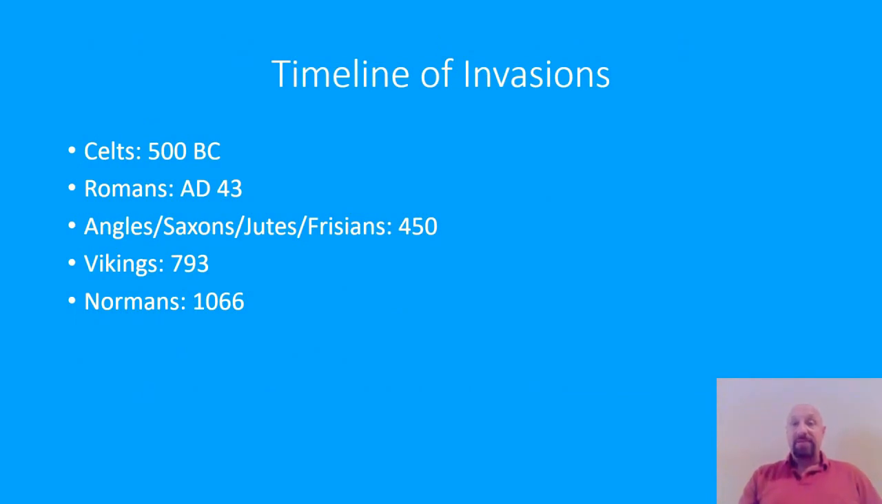Timeline of invasions. The language was greatly altered due to invasions to Great Britain. The Celts were there in 500 BC. The Romans came in AD 43. But then the Angles, the Saxons, Jutes, and Frisians came in 450. Vikings started in 793. And the Normans 1066 in the Battle of Hastings.